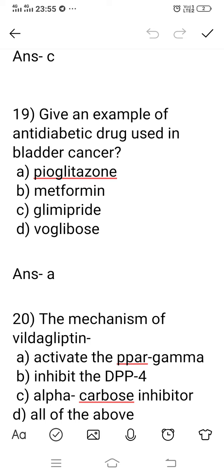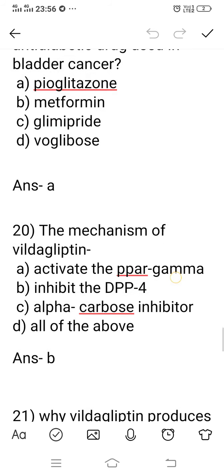So option A, pioglitazone, belongs to the thiazolidinedione group of antidiabetic drugs. It is also used for diabetic purposes, but it also has an activity against bladder cancer. Means option A is the right answer. Pioglitazone also has an activity for the treatment of bladder cancer.